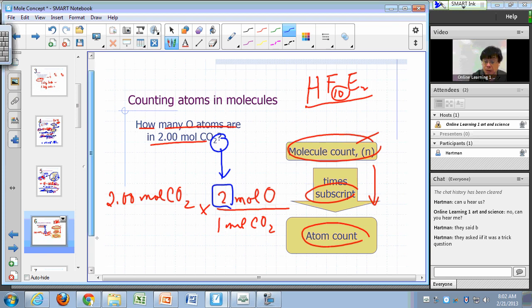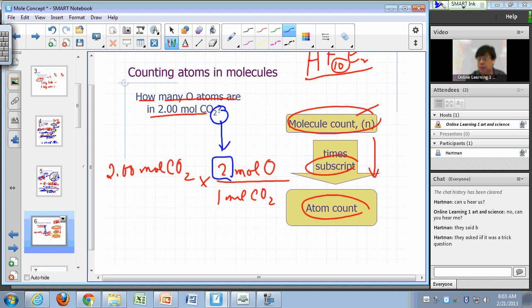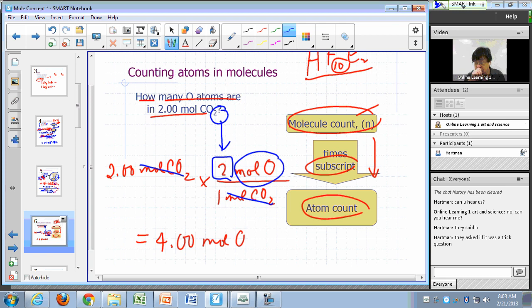Okay, so this would be 2.00 times 2 over 1. That gives you 4.00 moles of oxygen. You'll notice moles of CO2 here is going to cancel out. So your final unit would be moles of oxygen. Now, as far as sig figs go, this has 3 sig figs. Okay, these are small counting numbers. 2 and 1 are counting numbers, so those are exact numbers. They have an infinite number of sig figs. So your final answer should only have 3 sig figs. Okay.